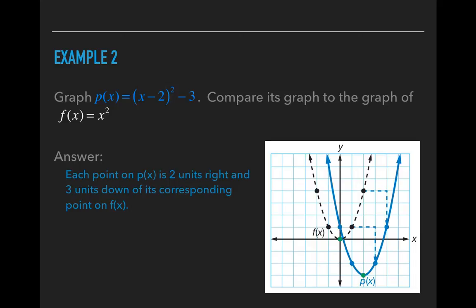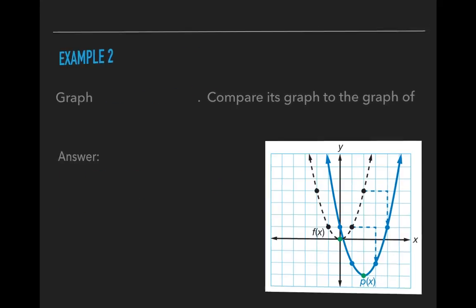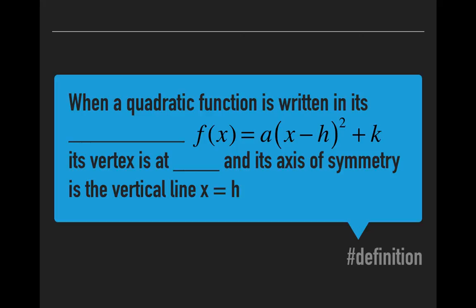And let's now take a little look here at a definition. When a quadratic function is written in its vertex form, which is what we've been using right now, it's f of x equals a, and in parentheses, x minus h squared plus k. Its vertex is going to be at (h, k), and its axis of symmetry is the vertical line x equals h.